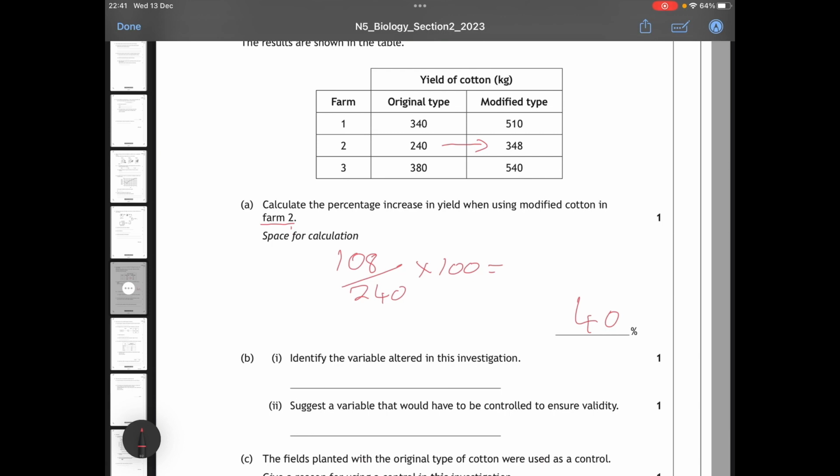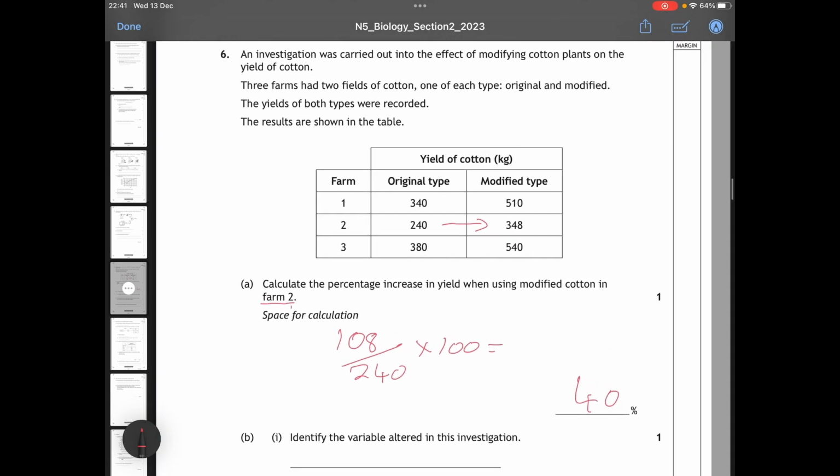The next question says, identify the variable altered in this. What did they change? What was different about the altered variable that they changed in this experiment? So as you can see, for each farm there was two different types, and so type's important, and there's cotton up above. So it actually says in the wee introduction, 3 farms had 2 fields of cotton, 1 of each type, and they were comparing original and modified.